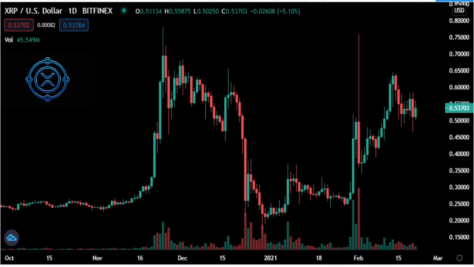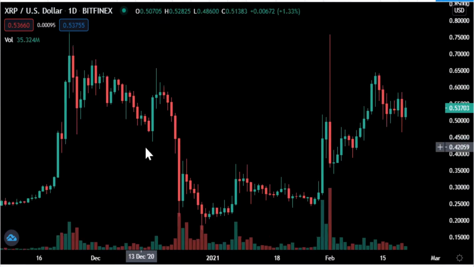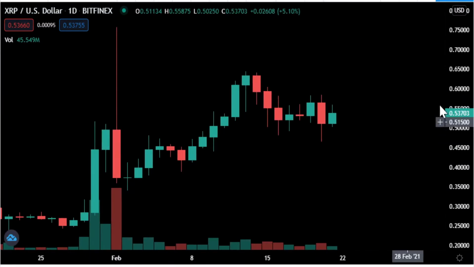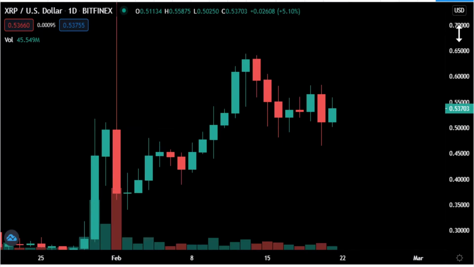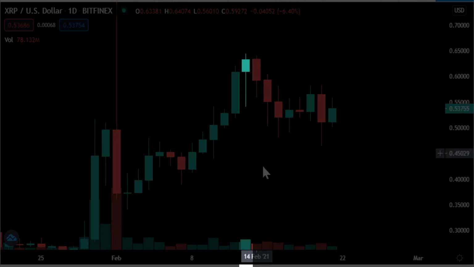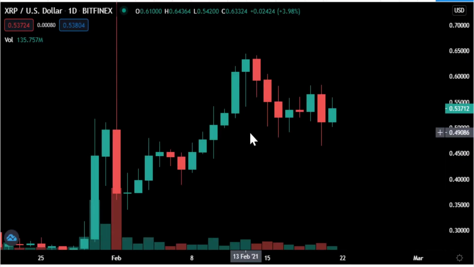Here we have a chart of the cryptocurrency XRP. The time period set on this chart is daily, meaning every candlestick you see here represents 1 day or 24 hours, since cryptocurrencies trade 24/7. Let's focus on this green candle right here. The time period for this candle is for February 13th. The open, high, low, close is presented up here at the top.